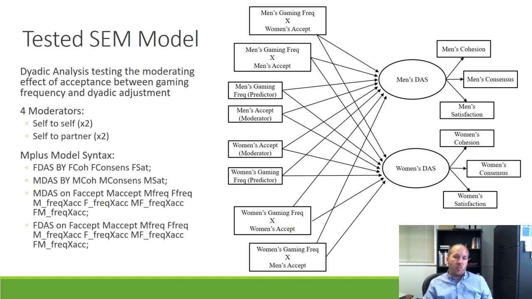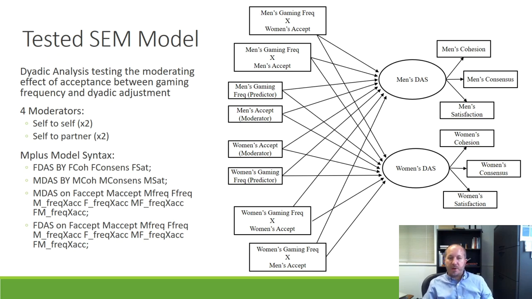So I have 1 independent variable and 1 dependent variable, but because this is dyadic, I'm looking at that independent variable for men and women, that dependent variable for men and women, and then I'm creating 4 moderators. And then dyadic adjustment I assessed as a latent variable. So you can see here in my model syntax, those first 2 lines are creating the latent variables. So I have F-dash, female dyadic adjustment by female cohesion, female consensus, female satisfaction, and then I do the same thing for men.